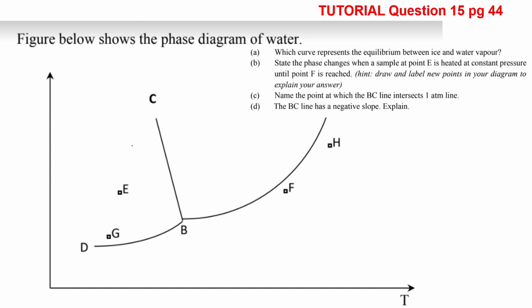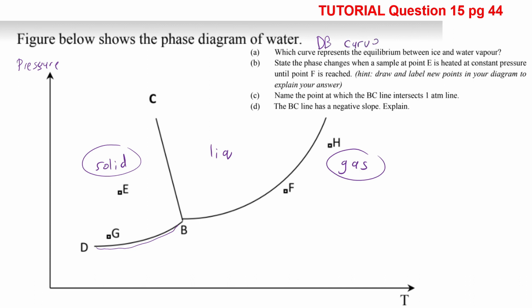So ini pressure, solid, liquid and gas. Ice and water vapor. So water vapor, gas, ice, solid. So kawasan mana? So sini. So meaning this line. So which curve? So DB curve. Kawasan antara curve DB ni, okay, represent equilibrium antara solid dengan gas. State the phase change. Okay, soalan 2.